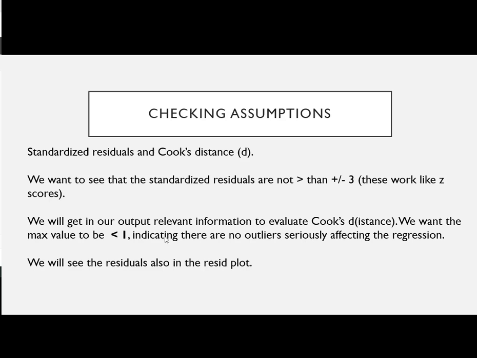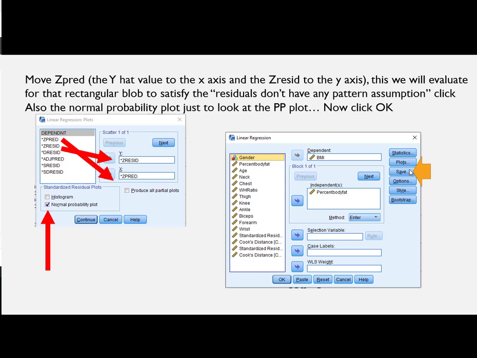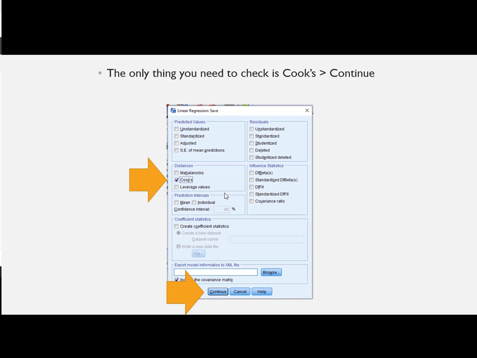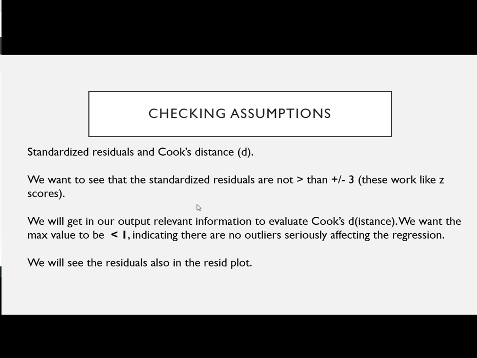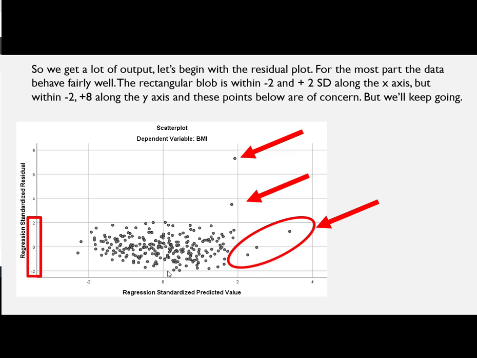I'll show you what I mean by that, and then we will see the residuals also in the residual plot. What it's going to do is when we click that Save button, it's going to put those Cook's values back into our data set. So it's going to create a new variable for us in our data set. So where you didn't have a Cook's variable before, you will now have a variable for Cook's distance. And then we'll also see the residuals in the residual plot.